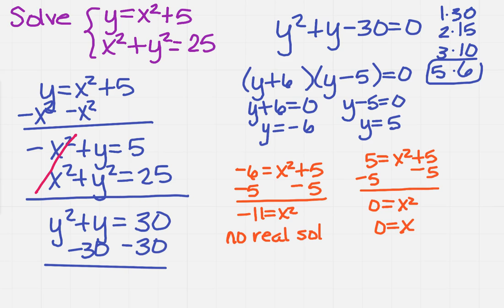So when I plug these back into the first equation, I got a negative number equals x squared. Well, we know that that's not a real number, that's an imaginary number, so there's no real solution. So we have just kicked out the y equals minus 6. Now on the other one I did get that x is 0, so that solution set's going to be 0, 5. So it's very important that you always check both y values.